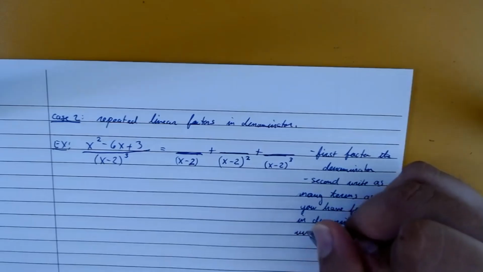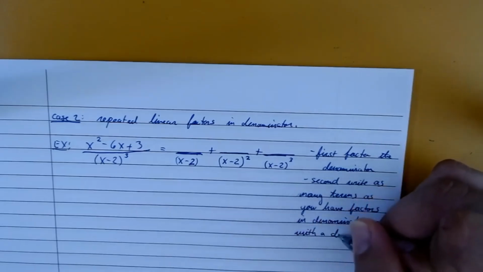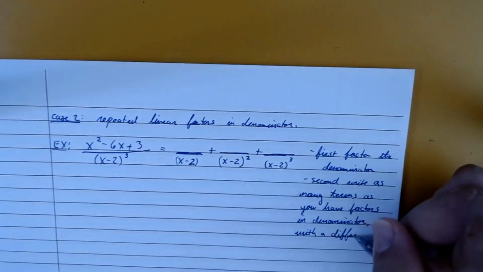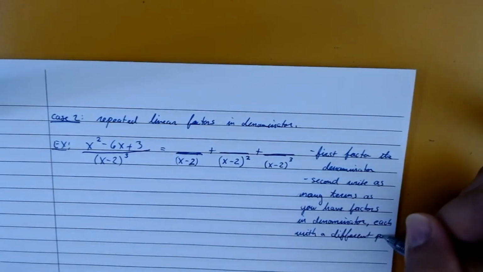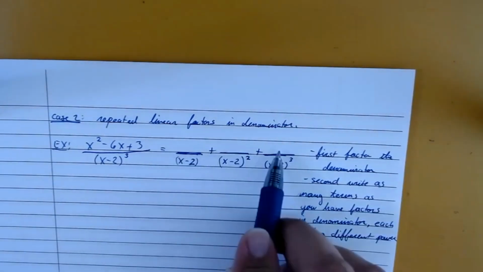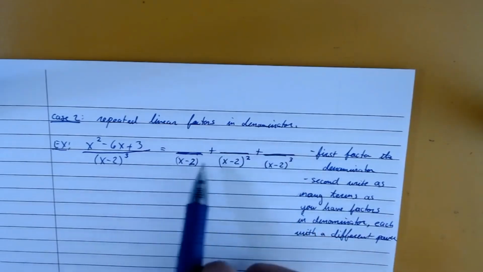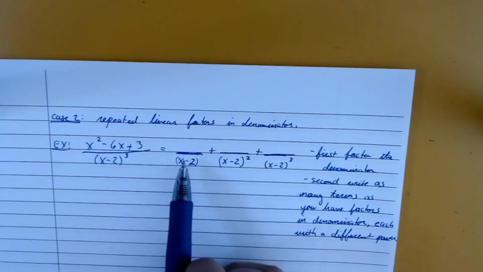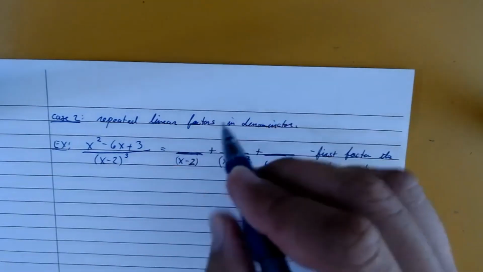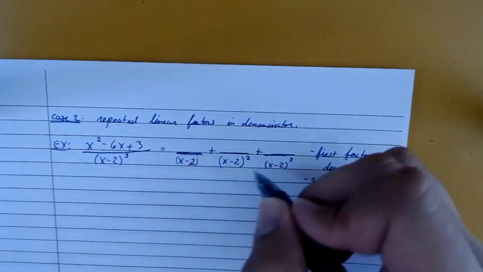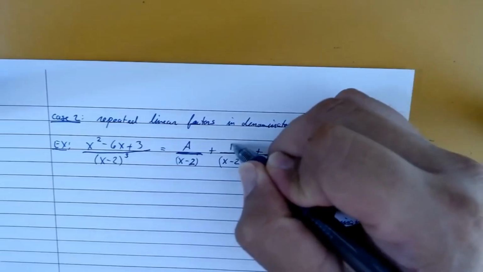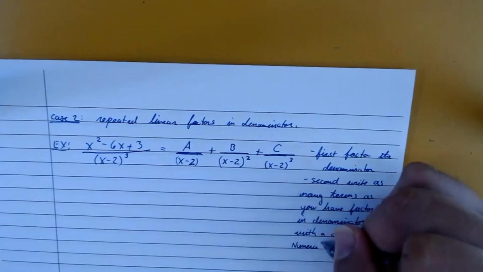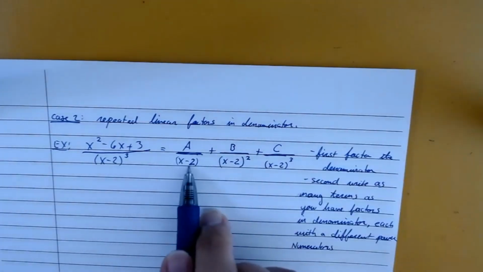Each with a different power, from the smallest to the largest, power 1, power 2, power 3. Your numerators are still going to be constants. Even though these look like a linear, a quadratic, and a cubic, here we have a linear factor that just happens to be repeated several times. So even though this is not linear anymore, we're still going to treat it the same way as we did the previous case. So your numerators are still constants. All of them. Not just this one, but all of them.